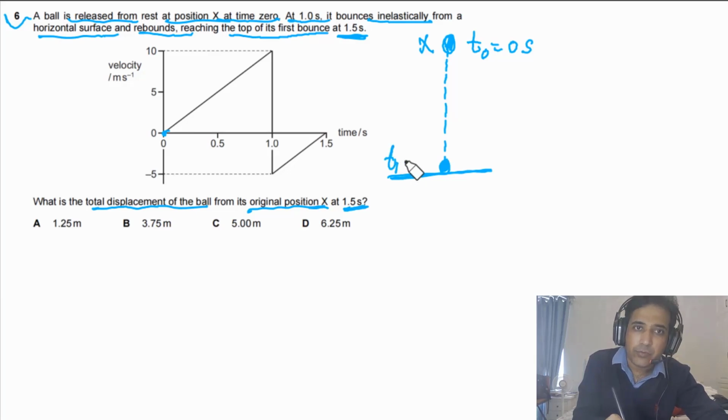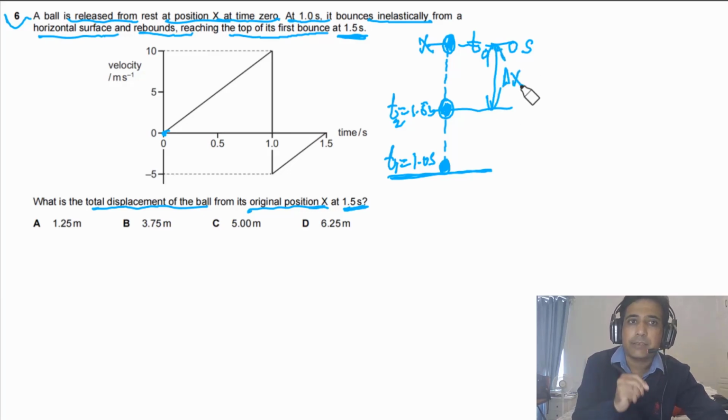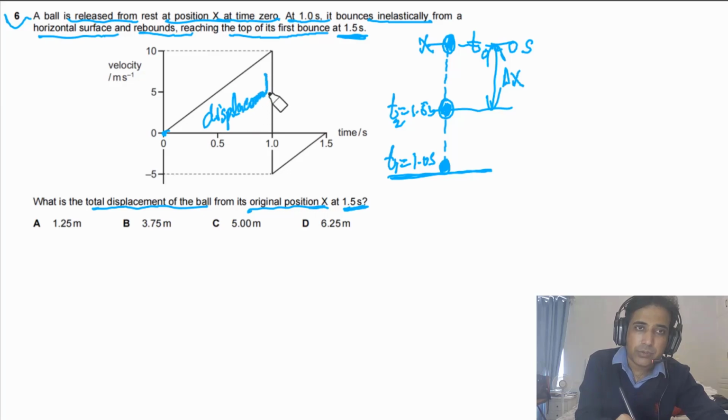And here the value of t1 is given, that is equal to 1.0 second. And it rises to a certain height. So we can say here we have the value of time t2, that is equal to 1.5 seconds. We need to find this value of delta x. And the area under the velocity-time graph represents displacement. So this area is representing displacement. So this is change in position, so this is also displacement.